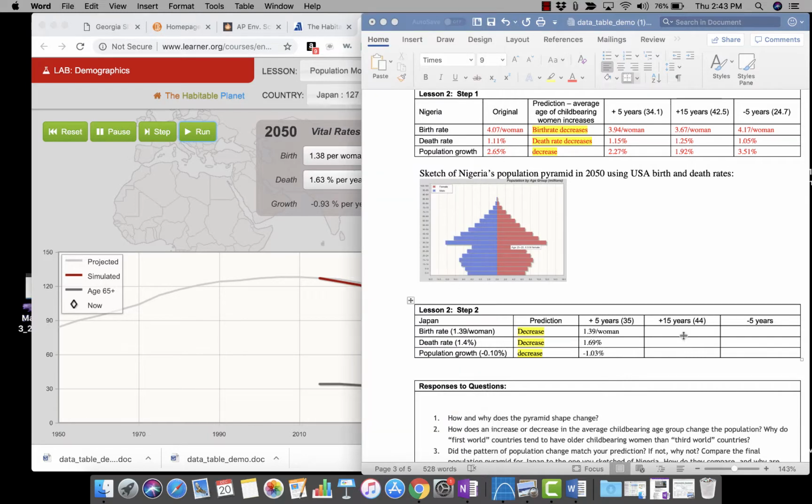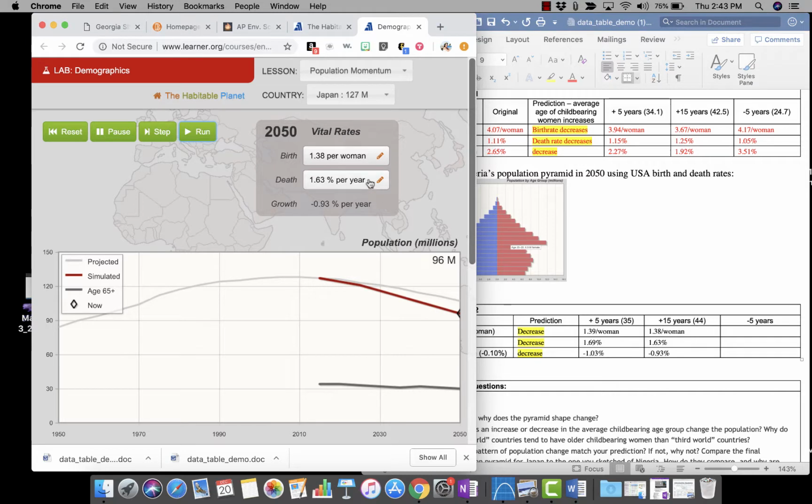So there's 2050, so we've got 1.38. So, look, it stayed about the same actually. That's not that far off. 1.63%. The death rate's definitely increasing. And the population growth rate went down. Not much more than that one.